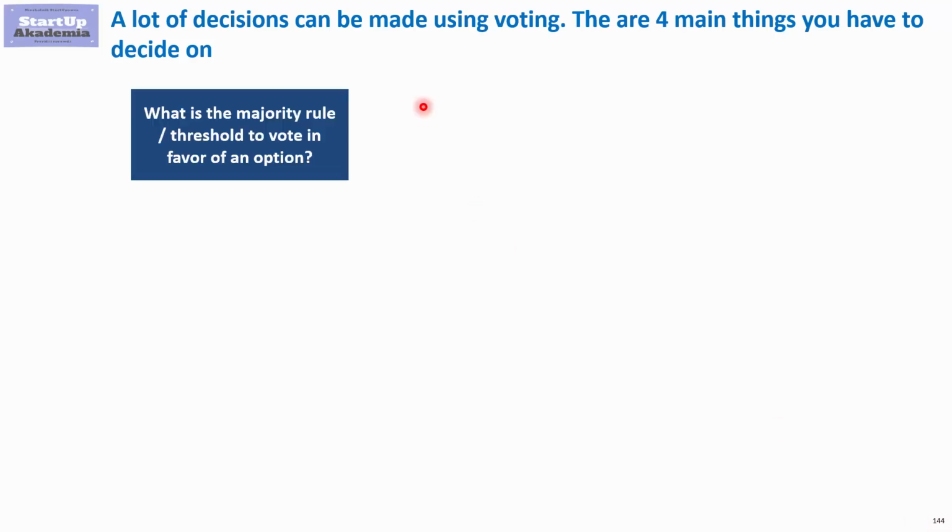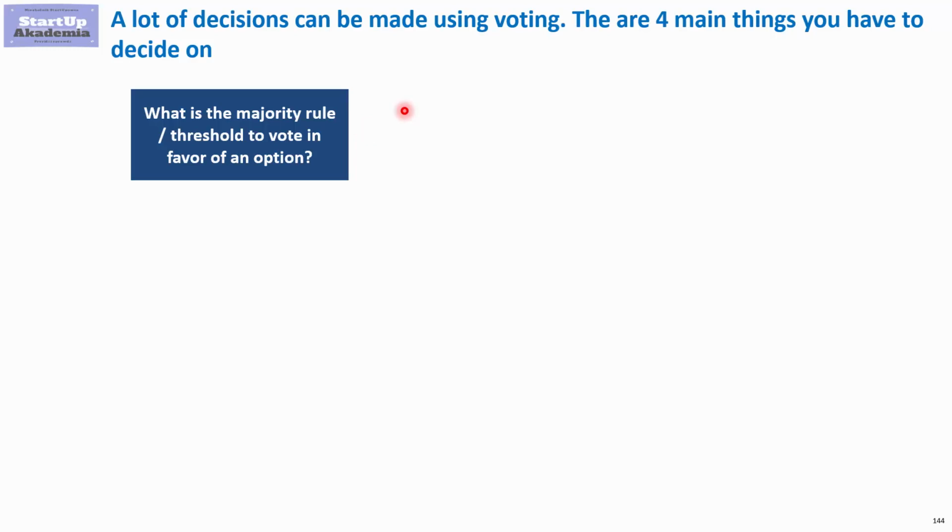So the first thing we have to decide about is what is the majority rule. So in other words, the threshold to vote in favor of a certain option. Usually we are accustomed to having the simple majority, 51%, but to be honest, it can be any number. And in some systems, you have 66%, 75%, 100%.